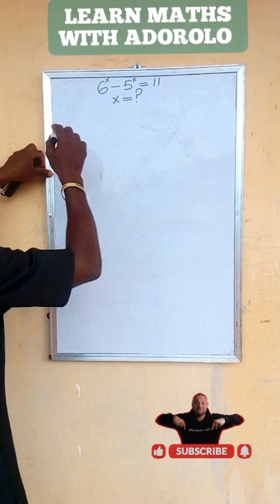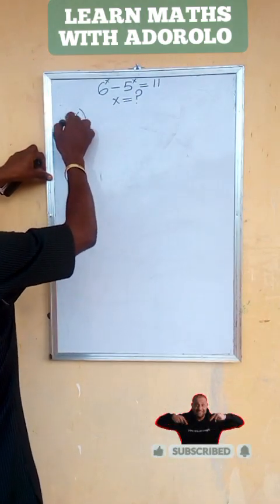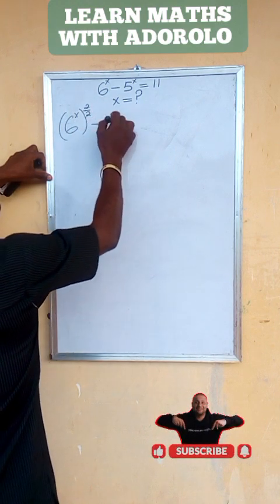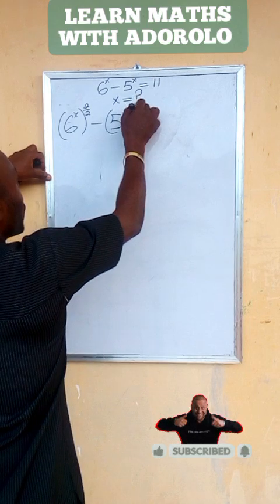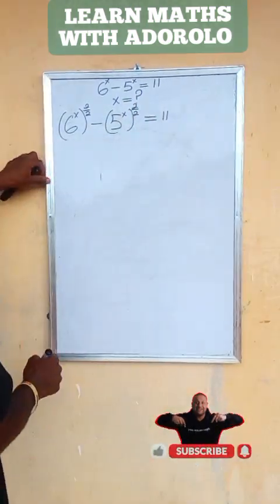The first thing you're going to do: we have 6 to the power of x. We are going to multiply the power by 2 over 2, minus 5 to the power of x. We multiply the power by 2 over 2, is equal to 11.